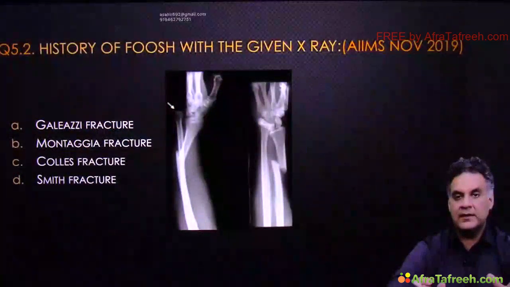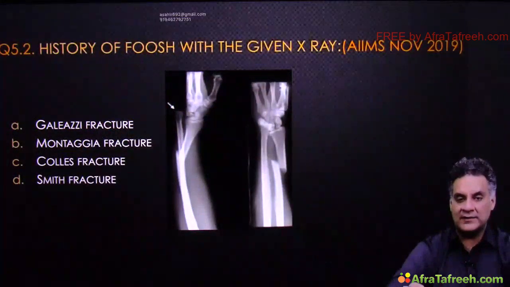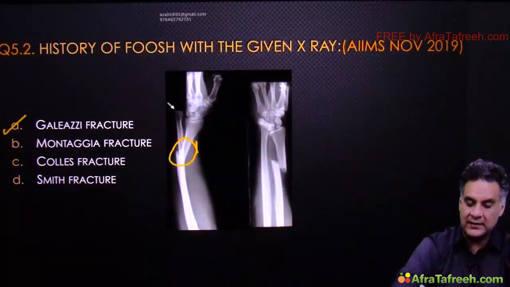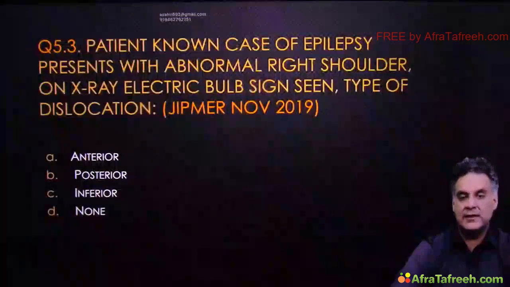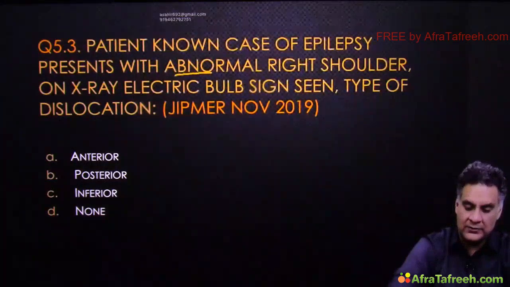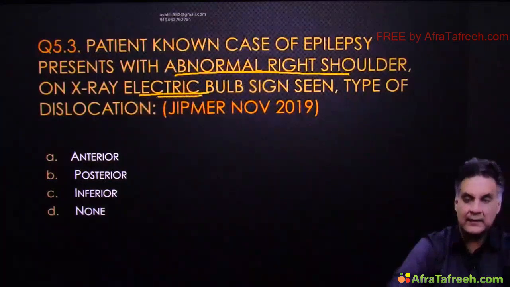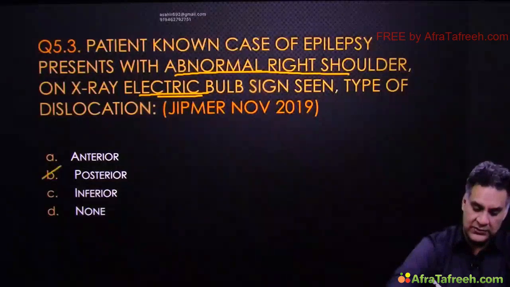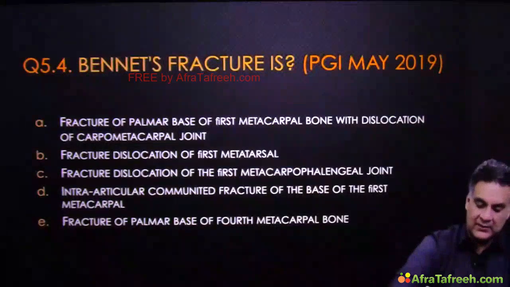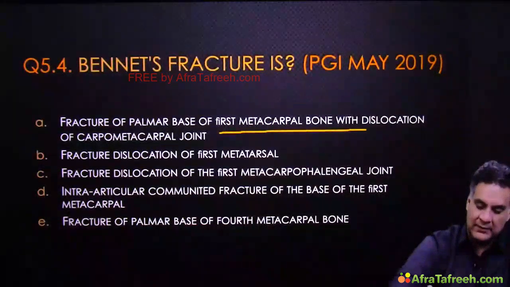Question number 2. History of fall along with this X-ray. This is Galeazzi. Fracture of radius with damage to distal radioulnar joint. A patient, a known case of epilepsy, presents with abnormal right shoulder with electric pulse sign. So this is posterior dislocation. Bennett's fracture is a fracture of base of first metacarpal with dislocation of the carpometacarpal joint.